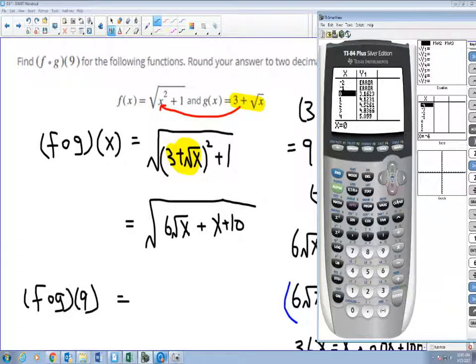Alright, let's go down to 9. Let's see what our answer is. To 2 decimal places, that will be 6.08. Let me just make sure. 6.08. Yep.